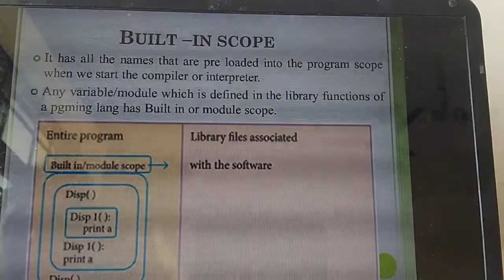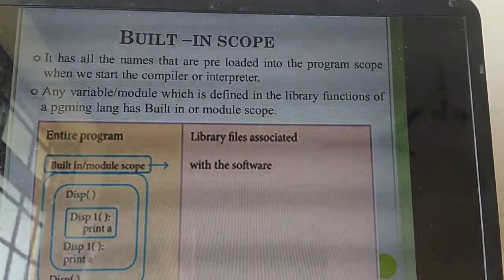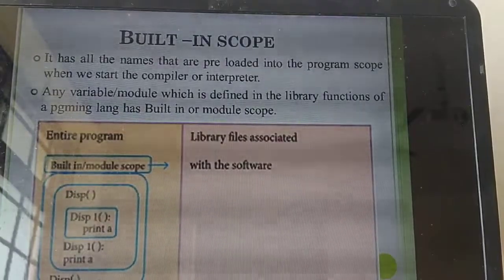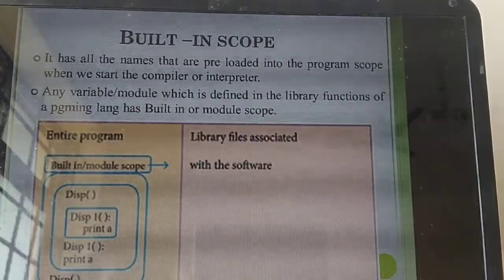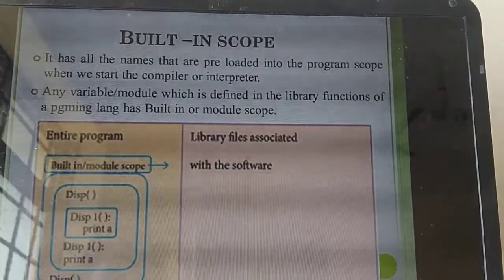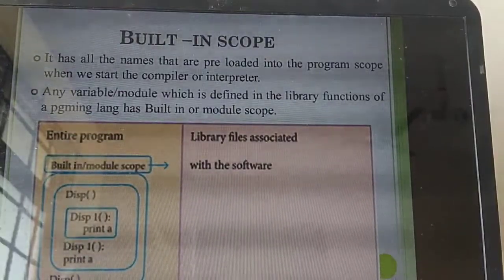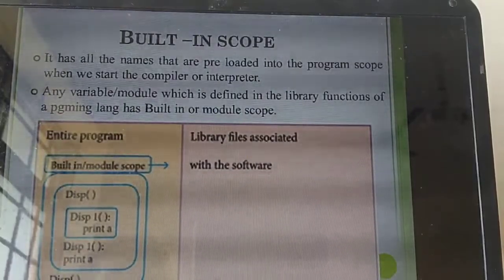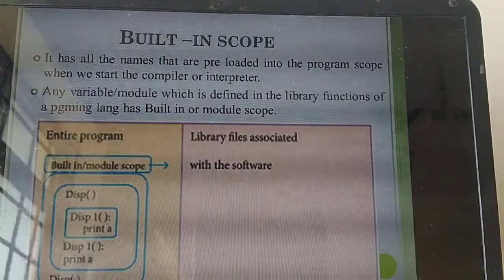Already I said built-in scope means the things already preloaded in the program. Okay, what do you mean by built-in scope? So when you install the software, all the things are already preloaded in the compiler or interpreter. For example, last year you studied which language? C++, isn't it? So in C++ you type the program.